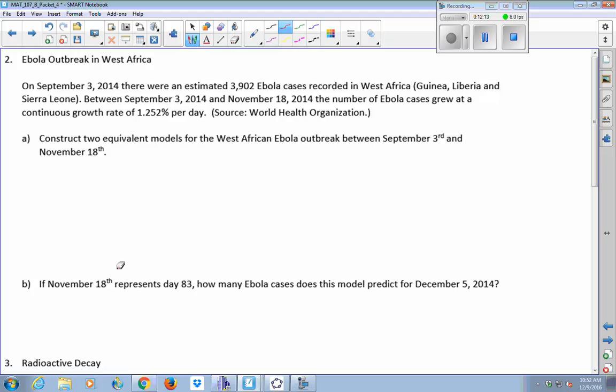Between September 3rd and November 18th, the number of Ebola cases grew at a continuous growth rate. So the minute you see that, you think of the model with base e. So you think of this model. Continuous, base e. e is used over and over again in many applications that use exponential growth and decay. It's used quite a bit. So the continuous growth rate is 1.252% per day. That is k. k is our continuous growth rate.